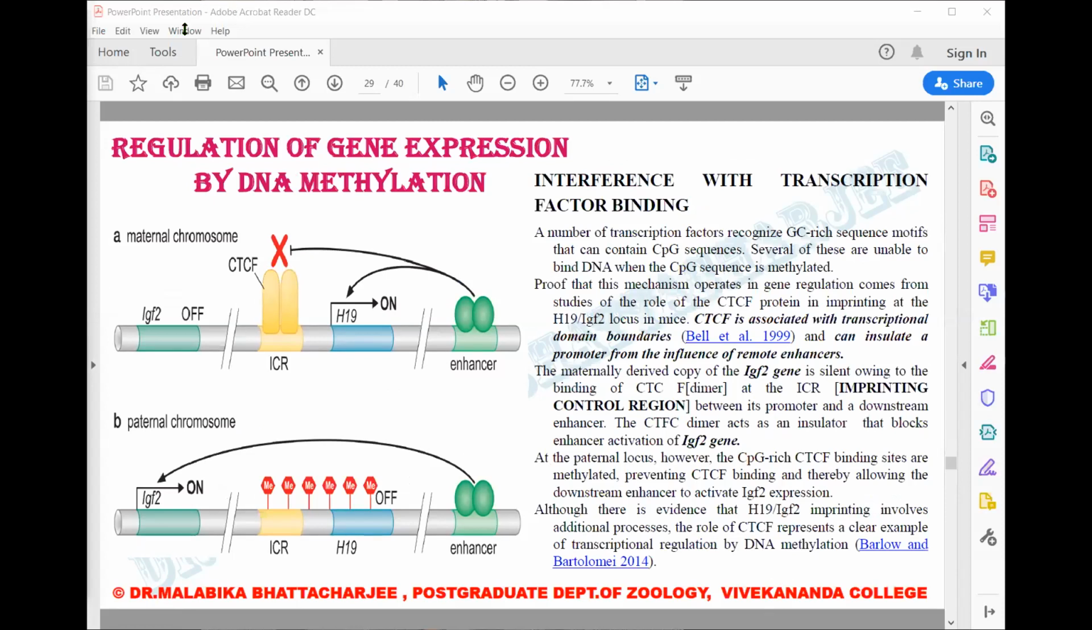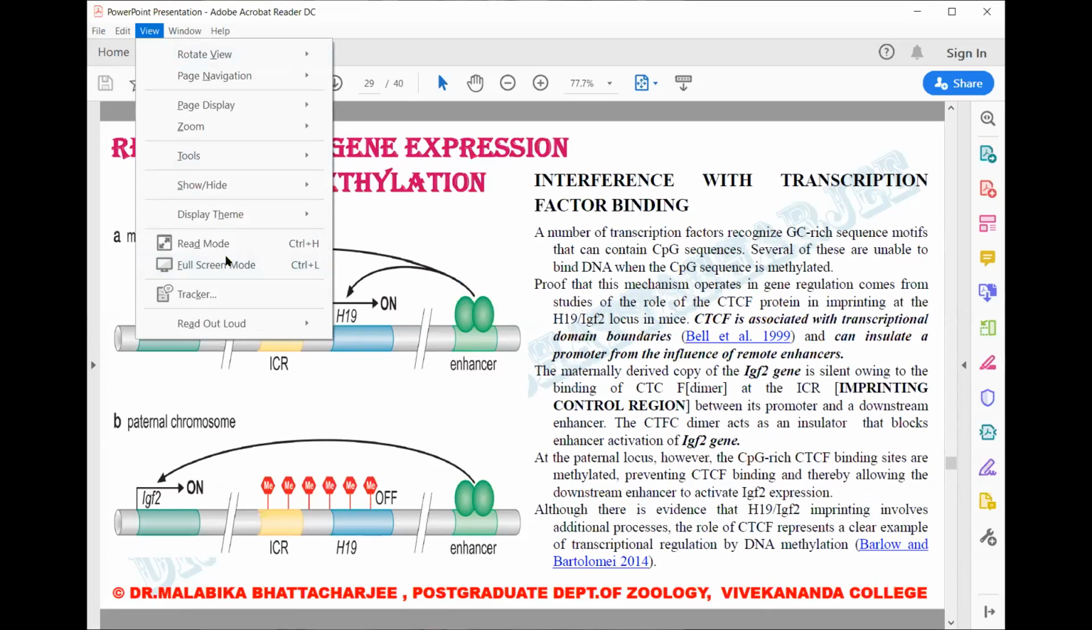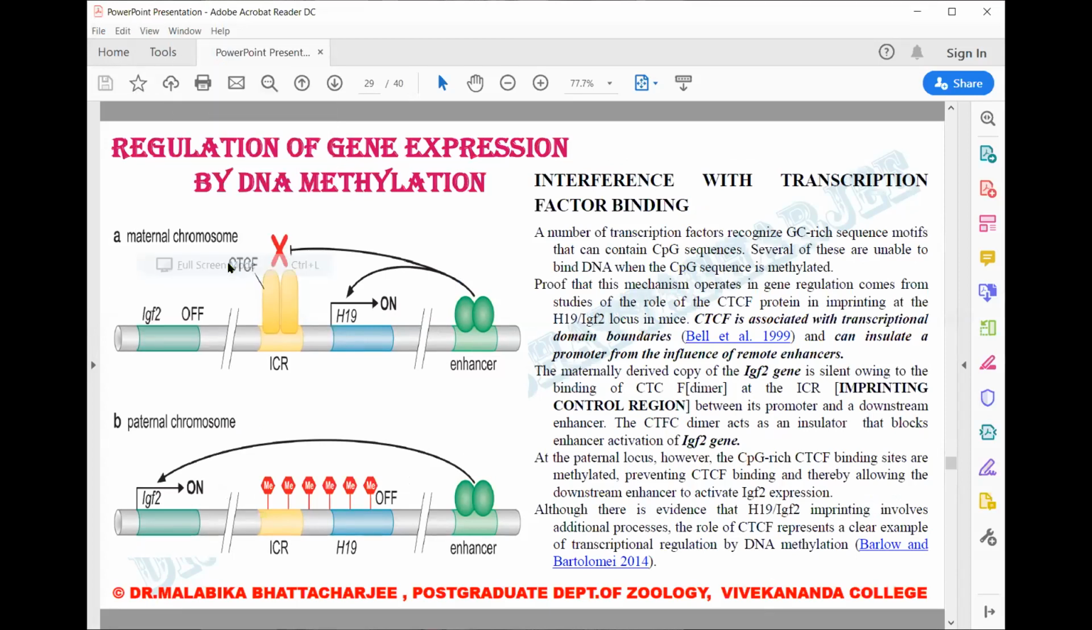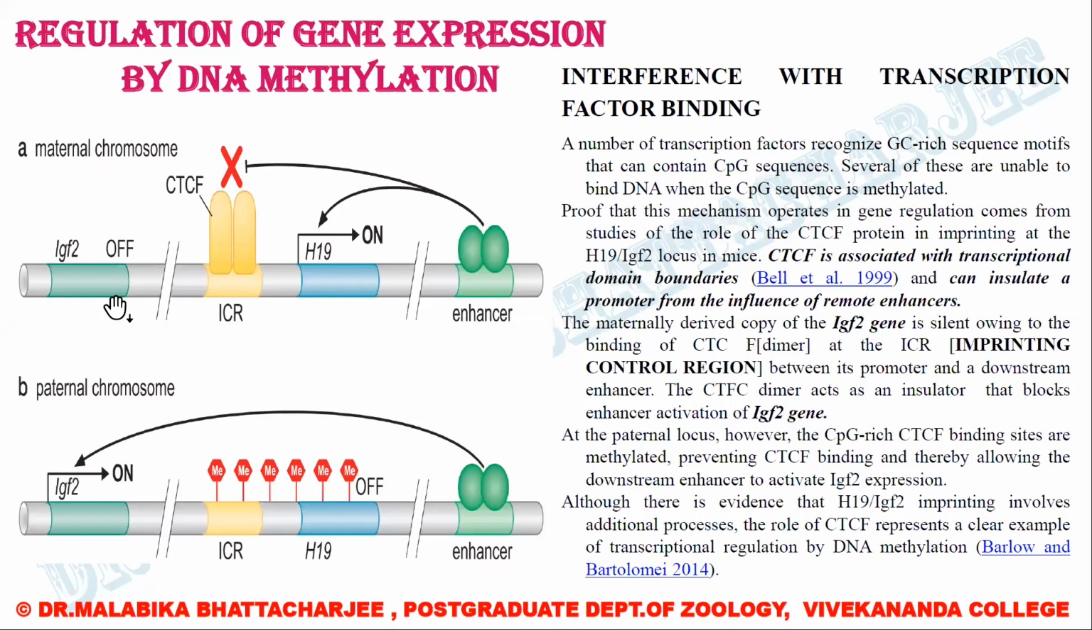This is a case of differential genome imprinting. So let's look into this example. This is a beautiful example. See, this is the maternal chromosome and this is the paternal chromosome. Now, this is regulation of gene expression by DNA methylation. How does it work? This chromosome has two genes, IGF2 and H19. This chromosome is present in a female body and the same chromosome is also present in the male body.